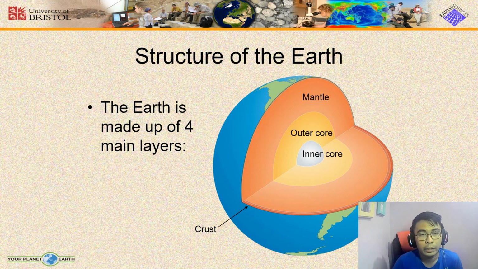The interior of the Earth is divided into layers based on chemical and physical properties. The Earth has an outer silica-rich, solid crust, a highly viscous mantle, and a core comprising a liquid outer core that is much less viscous than the mantle, and a solid inner core. So again, the Earth is made up of four main layers: crust, mantle, outer core, and inner core.